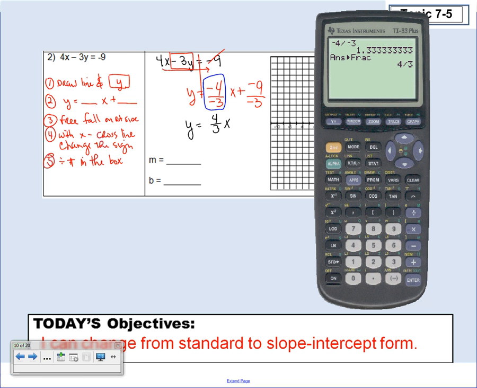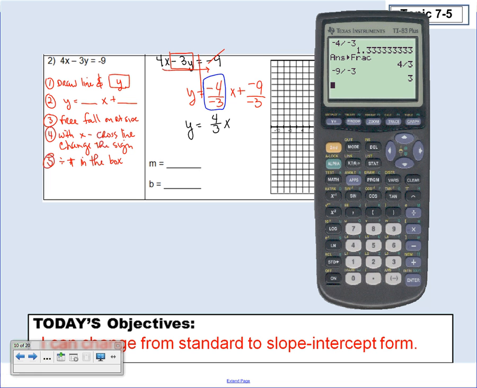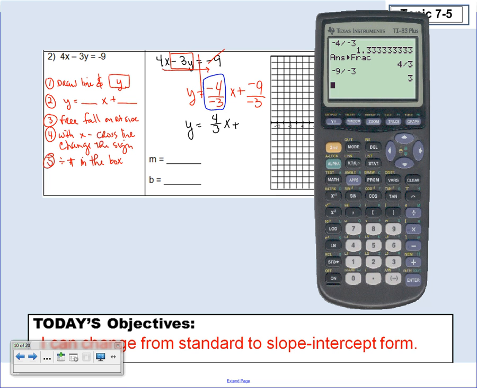We still have the x, and now we'll put in our second fraction. -9 divided by -3 equals, this is a nice whole number, and so this is positive, so that means it's plus 3. We have our equation now in y equals mx plus b form. So our m is 4/3, and our b is a positive 3.